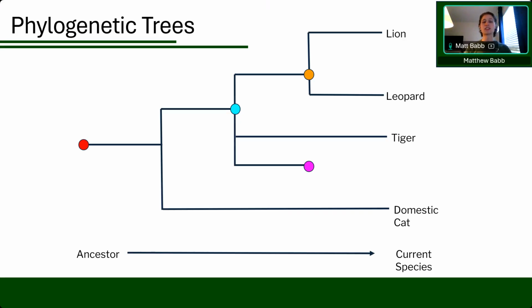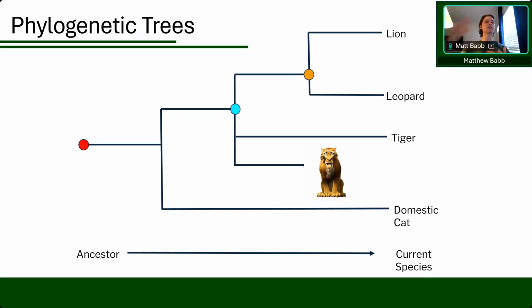Some trees, although this is not always the case, will have this pink dot on them. These pink dots represent species that went extinct a long time ago. For example, if you've ever seen Ice Age, Diego's a saber-toothed tiger. So maybe a saber-toothed tiger would appear on the pink dot here, where we don't have saber-toothed tigers anymore, but they did exist at one point.